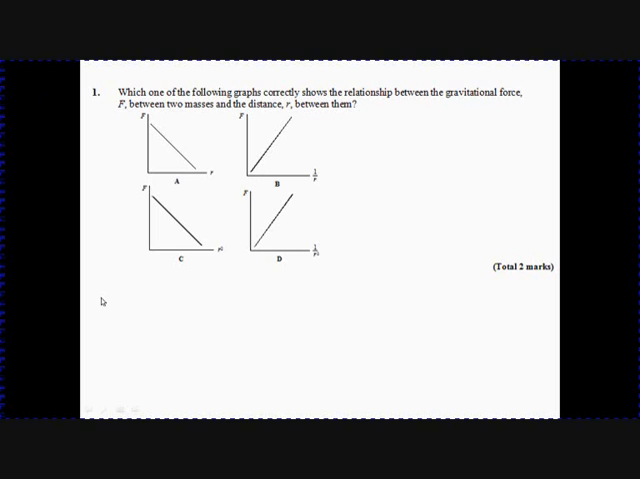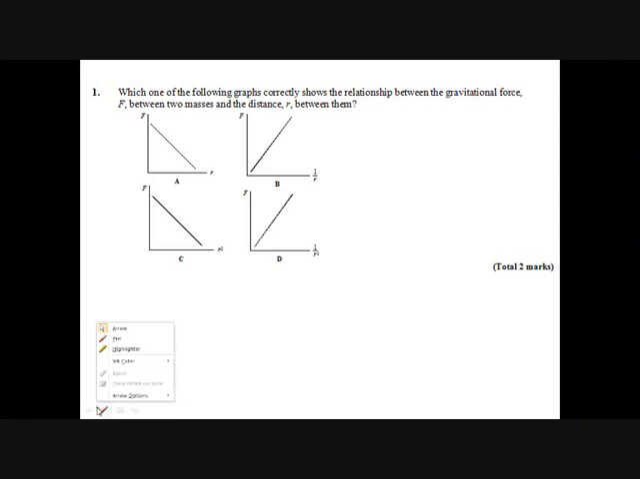We've got a graph about proportionality. So you just need to think clearly here about what you know. This is the gravitational force against the various possibilities of things we might plot to do with the distance away from the source. Well, the equation that we know is F equals G m over r squared.